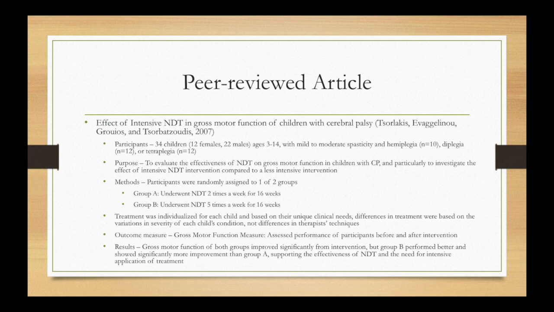For the methods, participants were randomly assigned to one of two groups. Group A underwent NDT 2 times a week for 16 weeks, and Group B underwent NDT 5 times a week for 16 weeks. Treatment was individualized for each child and based on their unique clinical needs. The differences in treatment were based on the variations in severity of each child's condition, not differences in therapist techniques. The outcome measure used was the gross motor function measure, which assessed the performance of participants before and after intervention.